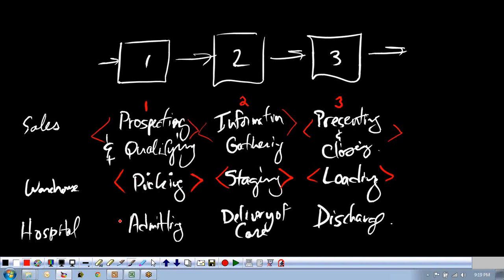And if we're in a hospital, maybe step 1 is admitting a patient. Step 2 is, that's a big step too, but delivery of the care to that patient. Maybe step 3 is discharge. Okay, so again, we can abstract these things at a fairly high level as step 1, step 2, step 3 process. And in this case, I just want to notice what is the, I'm going to call it the unit. And that's the entity that's kind of going through these processes.